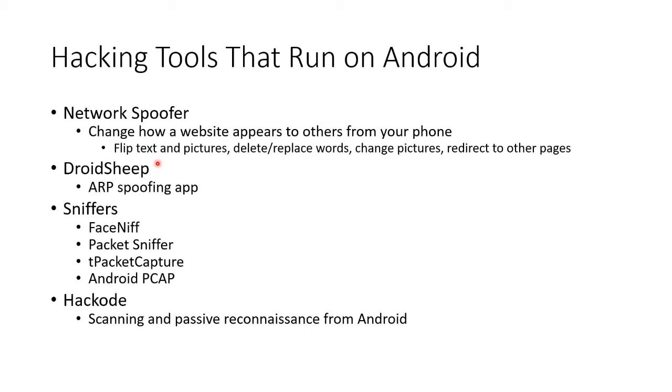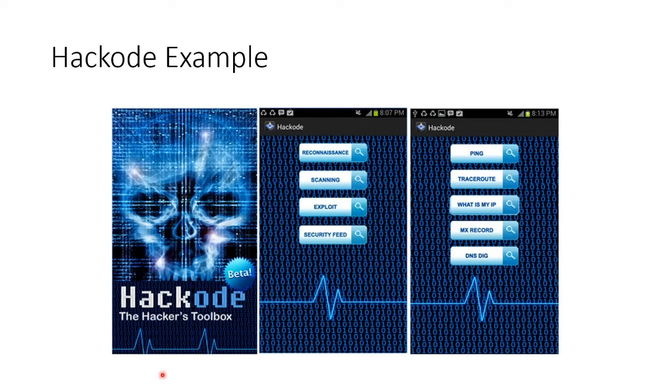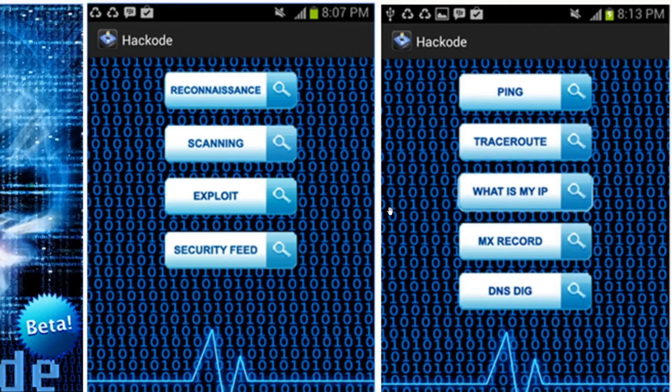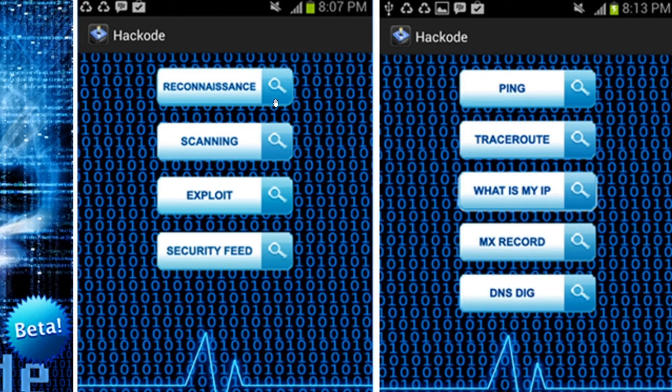There's DroidSheep, a little more serious. You can do some ARP spoofing. There are a number of sniffers, and there is something called Hackode, which is for scanning and passive reconnaissance, doing it from an Android phone. Here's the Hackode example, the hacker's toolbox. Of course, it's really for recon. It's not a whole lot past reconnaissance. You can ping, you can traceroute, find what is my IP, look up DNS, look up mail exchanger records, do a DNS dig, you can do recon and scanning and look for exploits and read security.